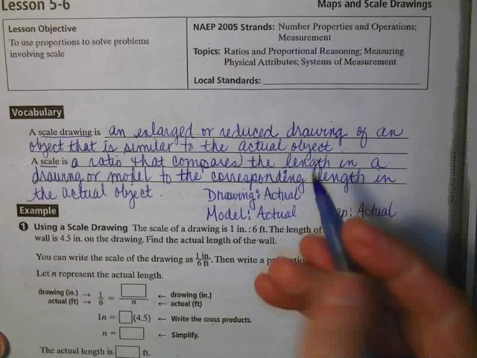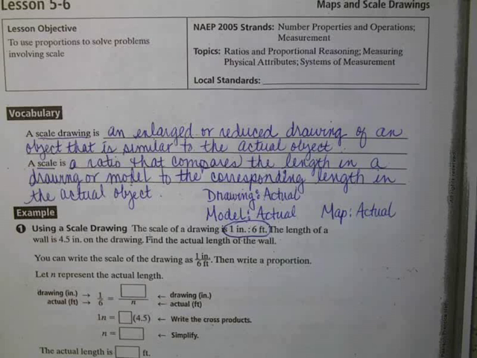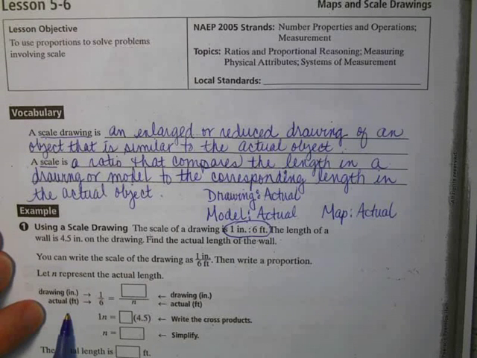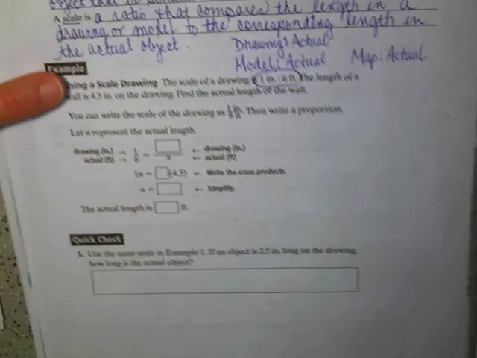It says the scale of a drawing is 1 inch equals 6 feet. So that means that 1 inch in the drawing is equal to 6 feet in actuality. The length of a wall is 4.5 inches on the drawing. Find the actual length of the wall. You can write the scale of the drawing as 1 inch over 6 feet. Then write a proportion. Let n equal the actual length. Okay, so drawing to actual. In the drawing, 1 inch represents 6 feet in real life.